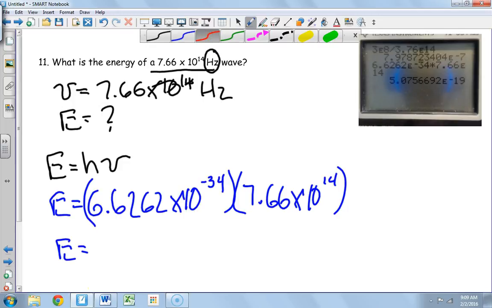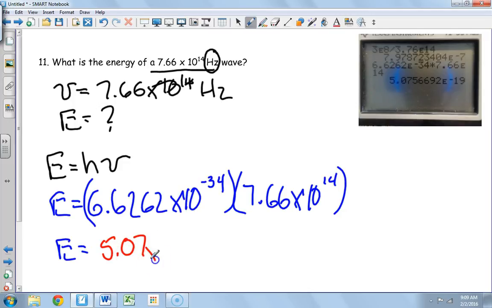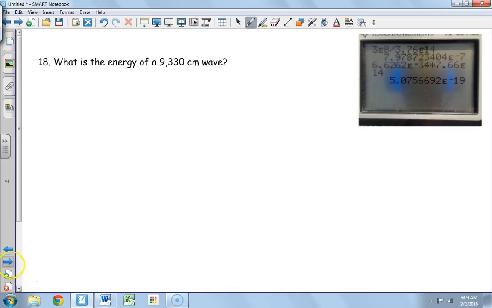The energy equals 5.08 times 10 to the negative 19, and the units of energy are joules. And then again, you can look up where that frequency falls on an electromagnetic spectrum. And then the last one is to determine the energy given a wavelength.